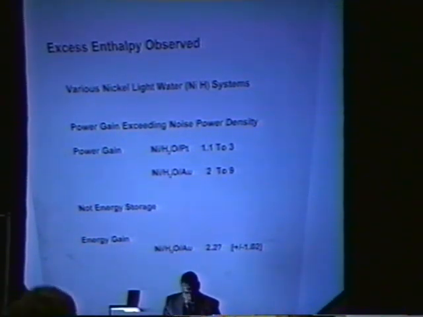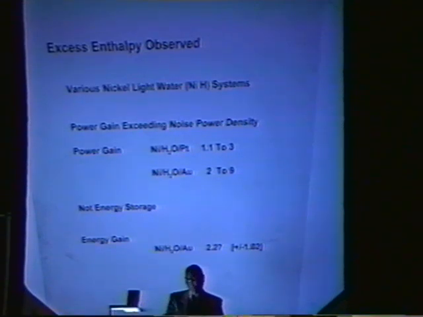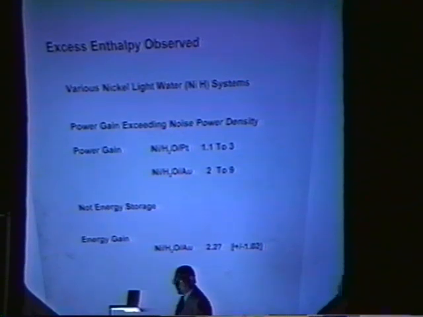In summary, and I'm not done because we're going to talk about the corrosion issues and where the heat comes from in a second, but from the enthalpic portion, we do see power gain with nickel-platinum systems with light water in the range of 10% to 300%, with a much greater improvement by using gold as the anode. It's not energy storage, as I've shown you. We measure the noise power, we do the integral over time, and in fact, we do see energy gain as well.